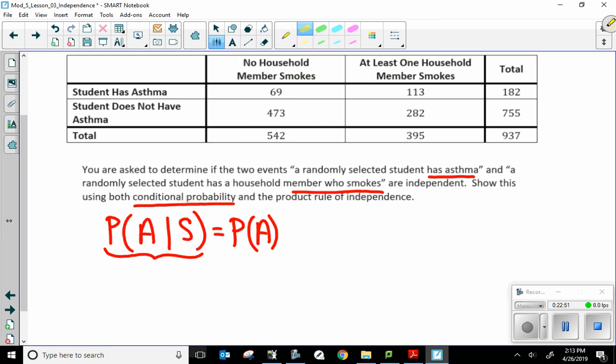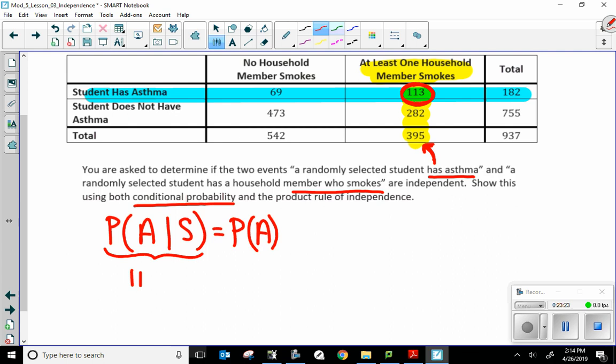Here we go. At least one household member smokes. Right here. That means out of my 395 people that live with someone who smokes, I am choosing the asthma just out of that given. Here are the students that have asthma. Where's the intersection? Right here. This means 113 out of my 395. That is a probability that if I choose someone, they have asthma given they live with someone who smokes.